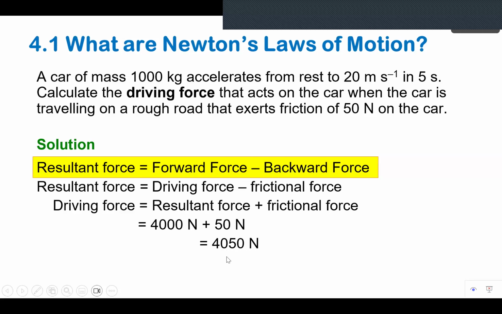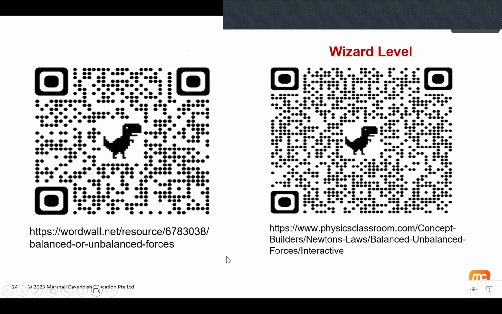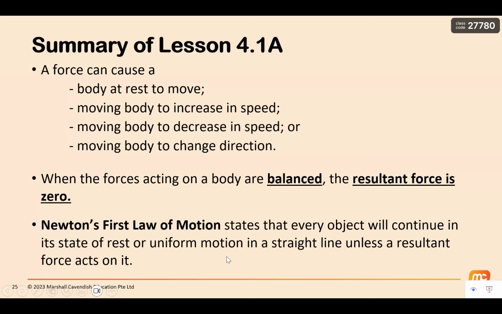You may scan the following QR code to work on your understanding of Newton's first law and second law. So let's do a very quick recap of first law and second law first. It says that a force can have the following effects. It can cause an object to start moving, increase in speed, decrease in speed, or change direction. So a force causes an object to accelerate or decelerate.